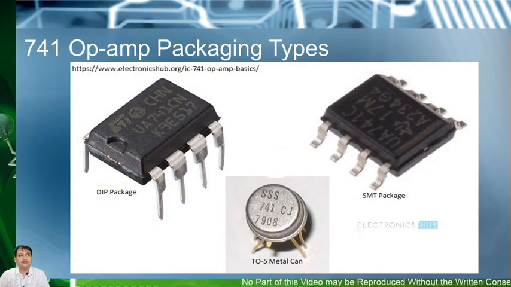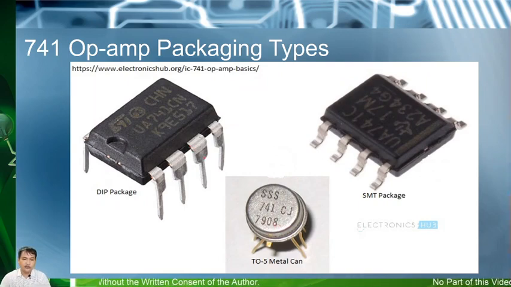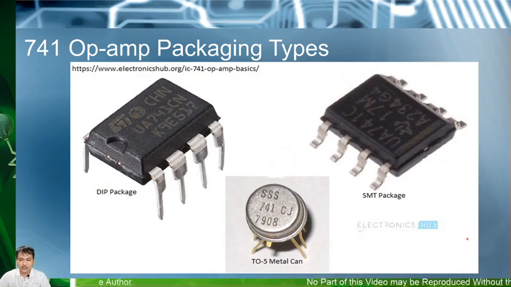So here are the different packages of the operational amplifier. We have here the DIP, or the dual inline package, and the TO-5 metal can. These two types of package are in through-hole technology.